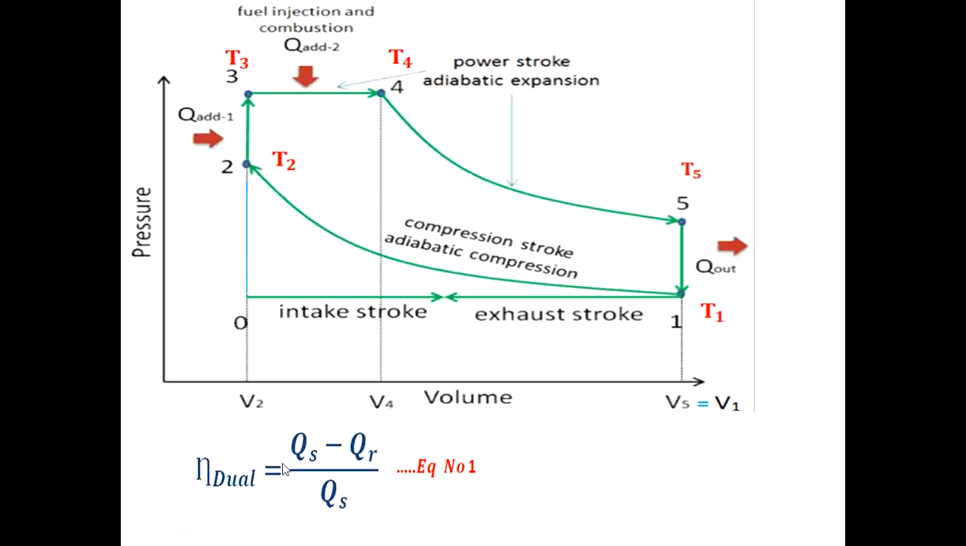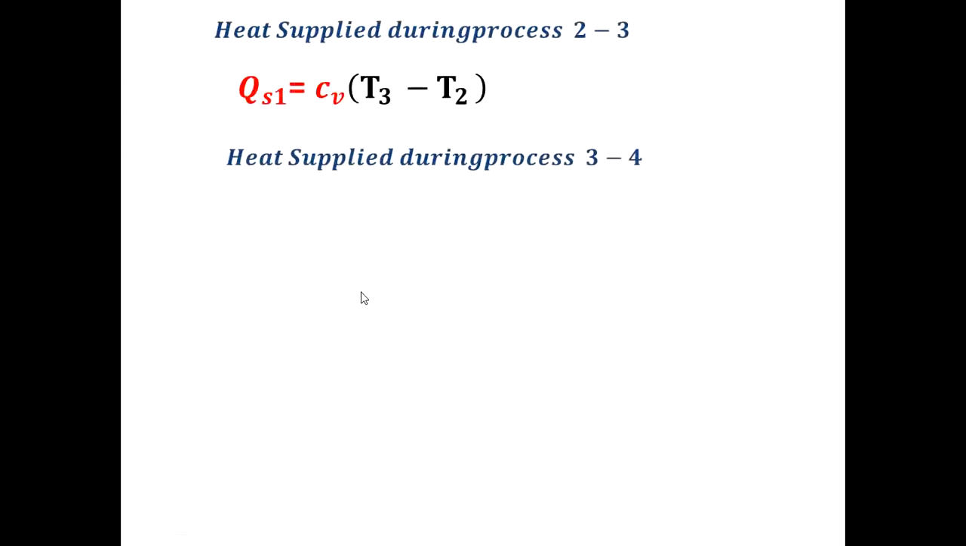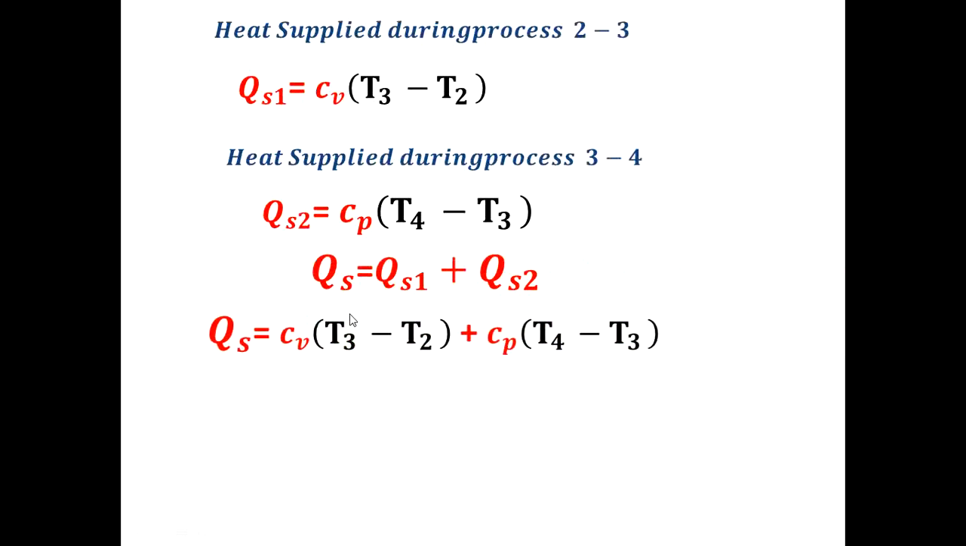Therefore, the dual cycle efficiency is equal to Qs minus Qr divided by Qs. The heat supplied in the constant volume process is Qs1, equal to Cv into T3 minus T2. The heat supplied during the process 3 to 4 is Cp into T4 minus T3. Therefore, the heat addition Qs is equal to Cv into T3 minus T2 plus Cp into T4 minus T3. Heat rejection will be this one. Work is equal to heat addition minus heat rejection.